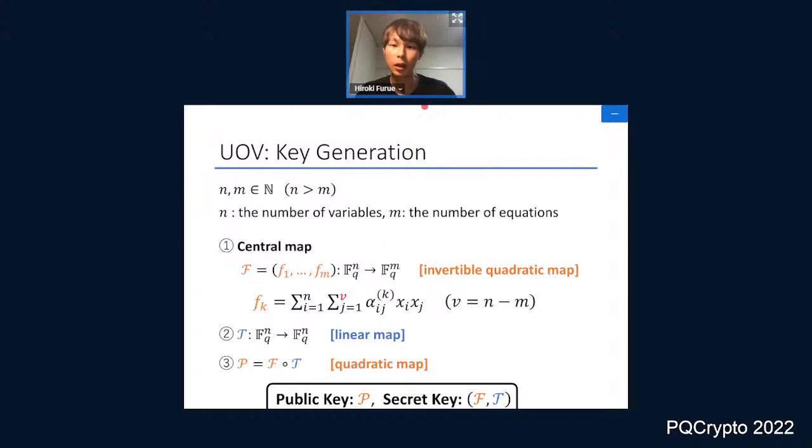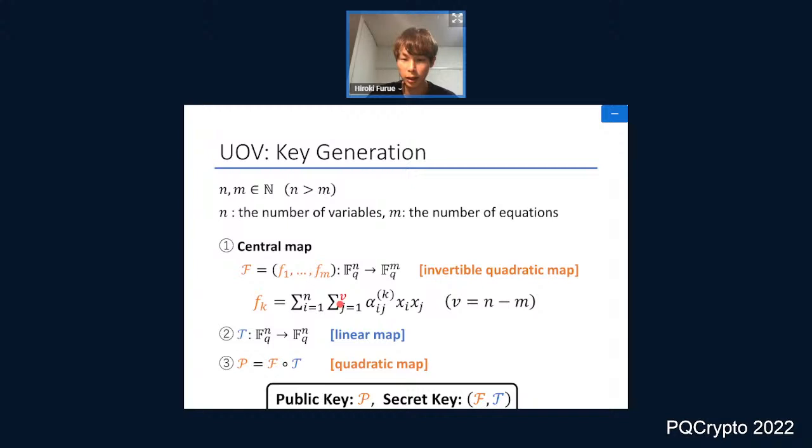Here I want to talk about the key generation of the UOV signature scheme. Let n and m be two positive integers, where n is the number of variables and m is the number of equations. Then first we generate an invertible quadratic map F equals F1 to Fm from Fq^n to Fq^m, and each component Fk has this form, the sum of alpha_ijk x_i x_j from i equals 1 to n and from j equals 1 to v.